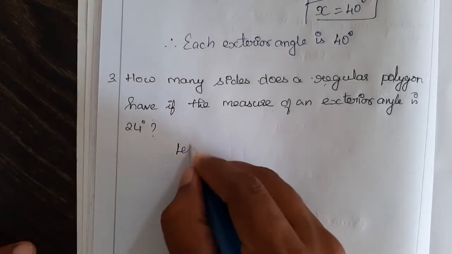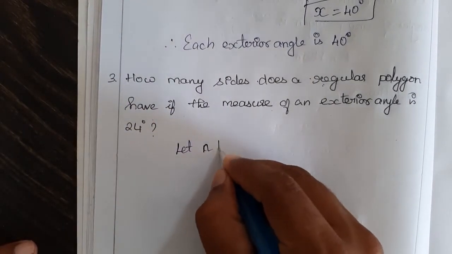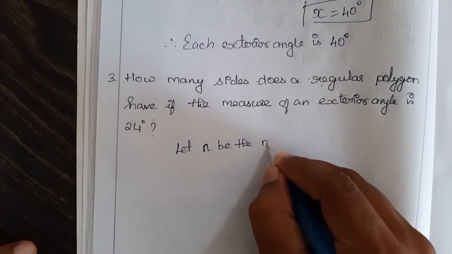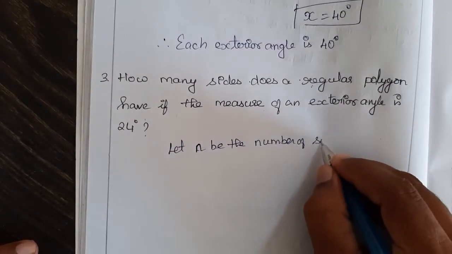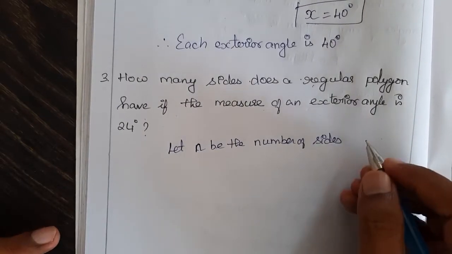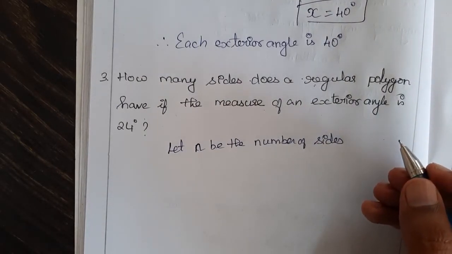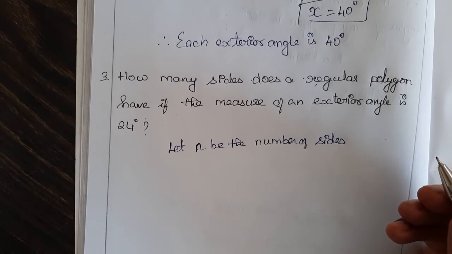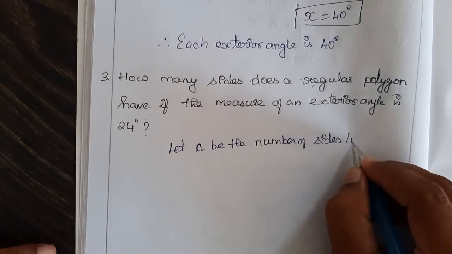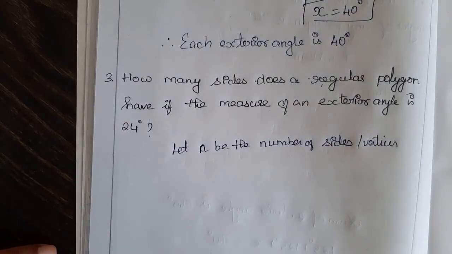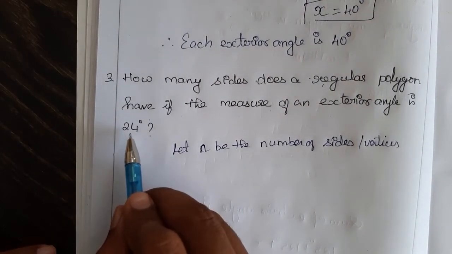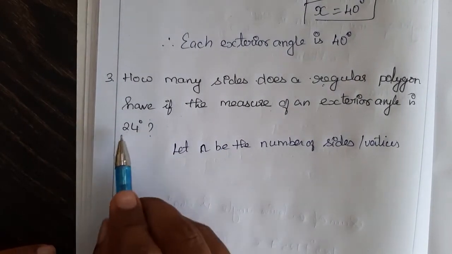So let me consider, let n be the number of sides or vertices. Both are the same, right? However many sides there are, that many vertices there will be. A vertex is just a point where the angle is made. So each angle is 24 degrees.